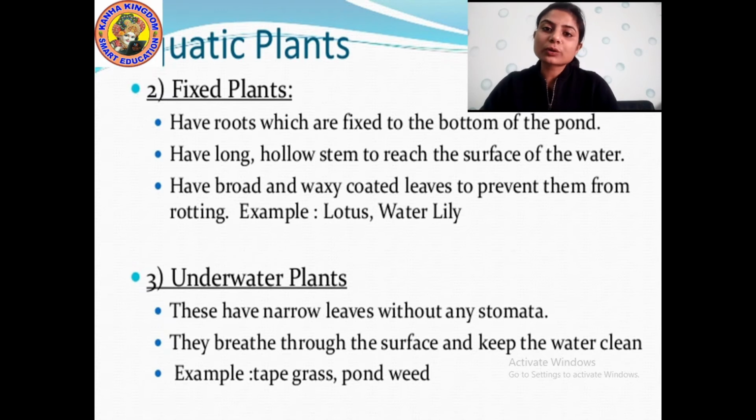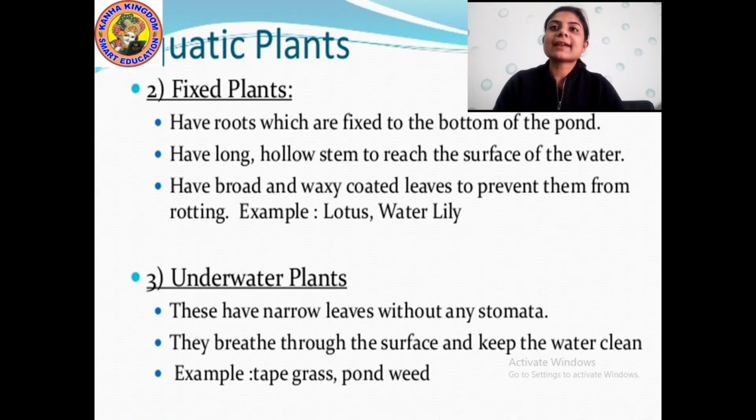And this waxy coating of the leaf prevents the leaf from getting rotten. When you put something inside water for a long period of time, it gets rotten, yes or no? It gets spoiled. So, not to get spoiled or rotten, the leaves of such plants which are fixed inside the water have a waxy coating and the leaves are broad. That means it has big leaves, broad in shape.